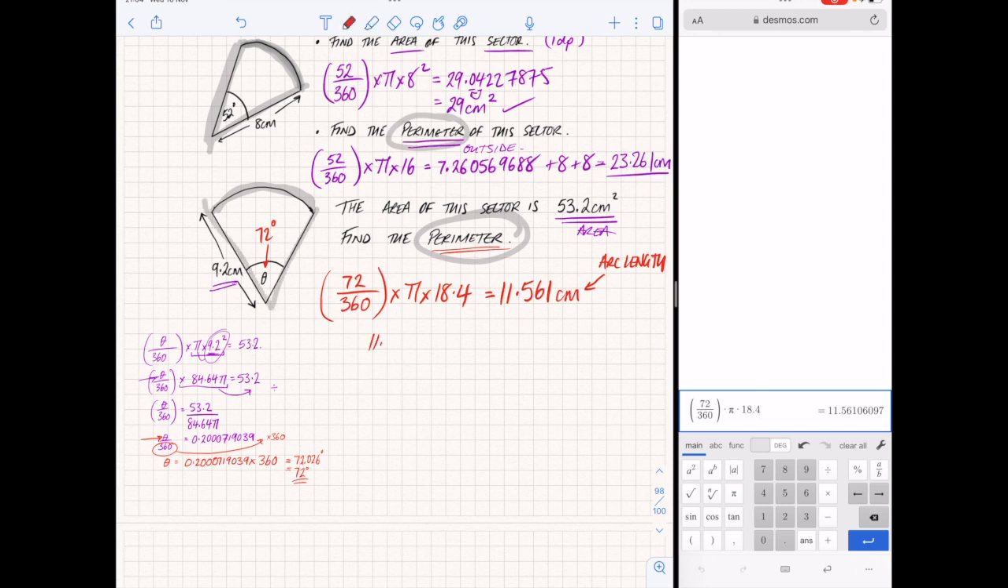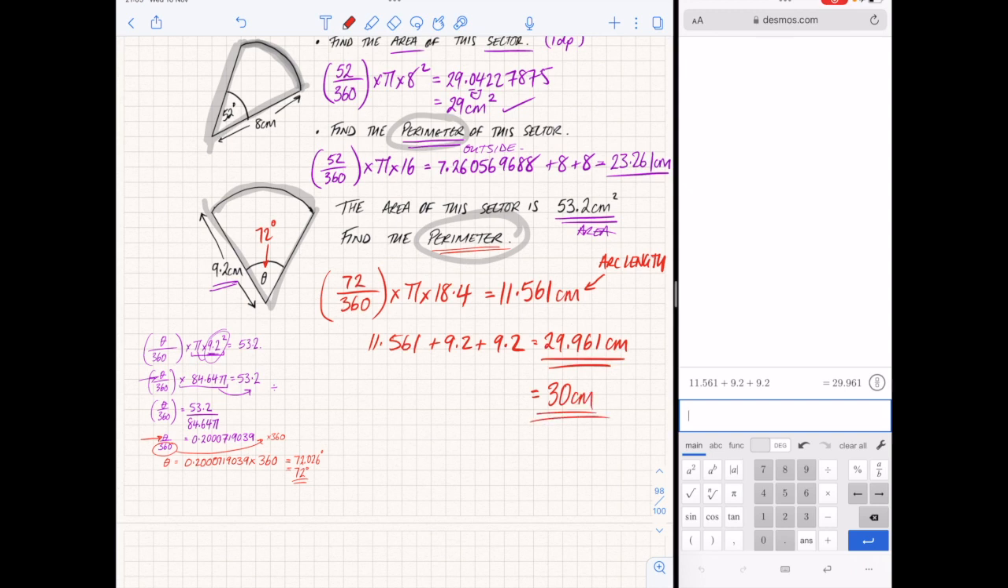So I'm going to go 11.561 plus 9.2 plus 9.2, or you could have just added 18.4, and you get 29.961 centimeters. That would be your perimeter. Now, if that asks you to round that to one decimal place, the 6 would round that up, and actually your answer would become 30 centimeters, which would be your perimeter.